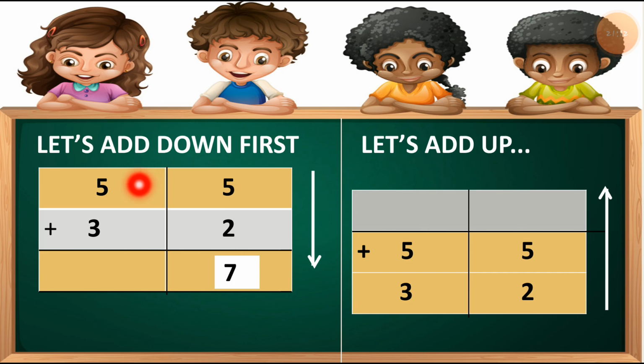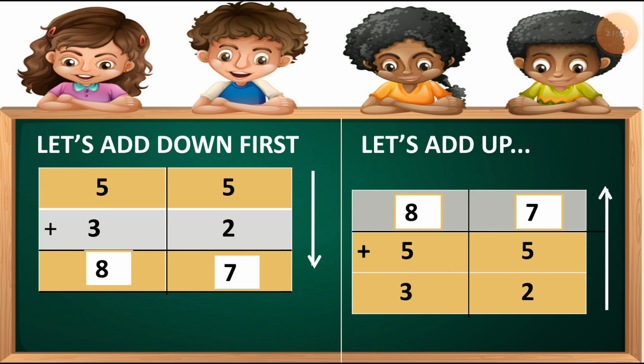Let's move to the tens column, which is 5 plus 3. So 5 plus 3 is equal to 8. So here is our answer, 87. Now let's add up for checking our addition. So here let's take 2 first, which is 2 plus 5 is equal to 7. So I write number 7 at the ones column. Now let's move to the tens column, which is 3 plus 5. You can see here 3 plus 5. We take 3 first. So 3 plus 5 is equal to 8.